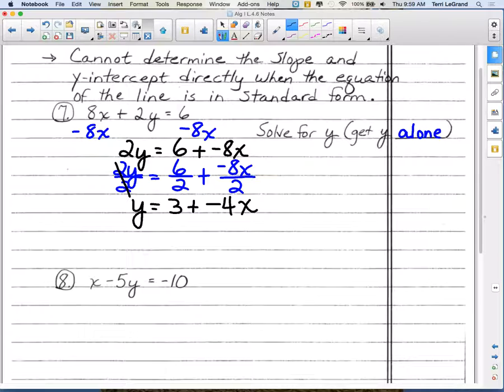In an answer bank, how do you think that's going to look? In slope-intercept form, cleaned up. What's it going to look like cleaned up in an answer bank? What do you think?